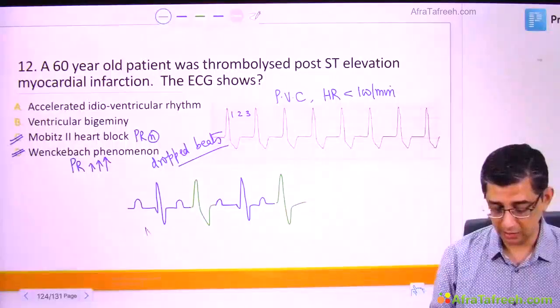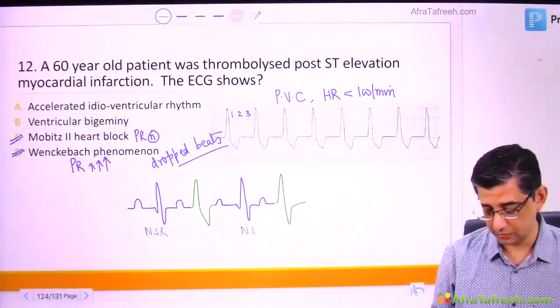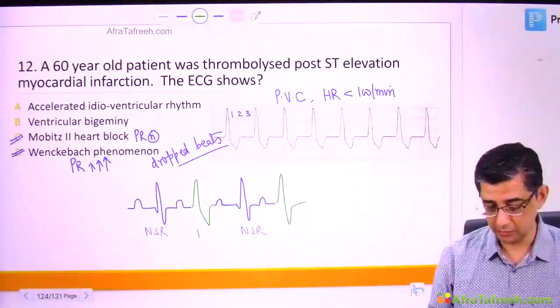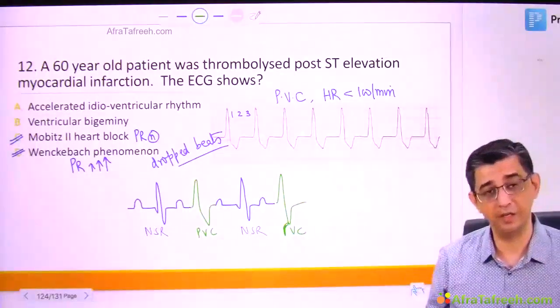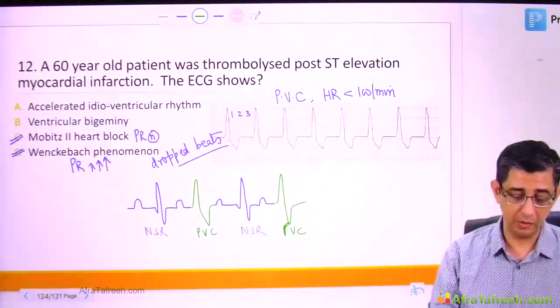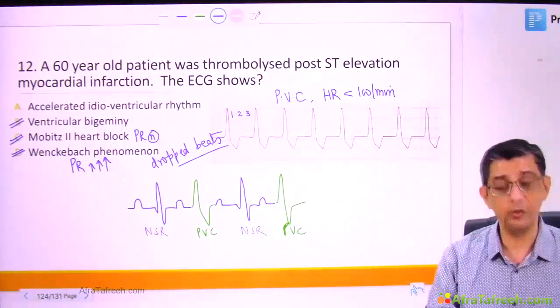In fact, I'll just highlight the names here. This is NSR, normal sinus rhythm. And the green that I've highlighted is the premature ventricular contractions because this is going to be alternately present. We call it a ventricular bigeminy. In this case, it has been ruled out since this ECG definitely does not look like this.